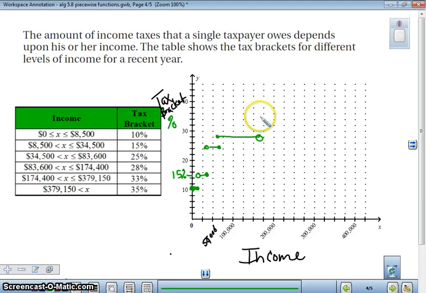How many people pay 33%? Well, that goes from 174. So if we are looking at 174, again, that's going to be our open circle, up to 379. So getting close to that 400,000. That's going to be our closed circle. Next, we are looking at from 379,000 and greater. Those people are paying 35%. So we would now have an open circle, and that's for everyone else.